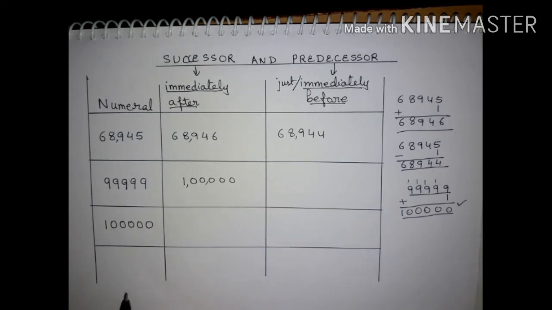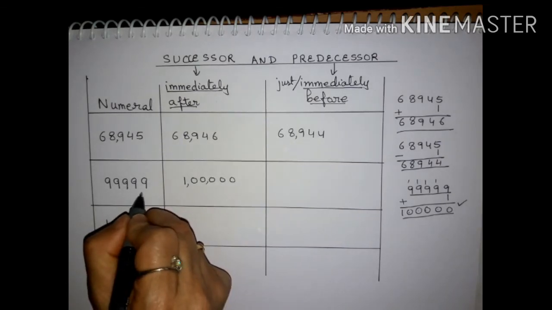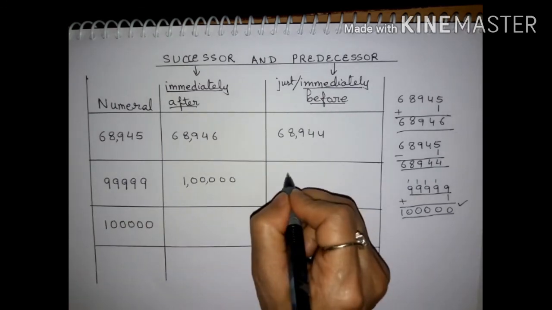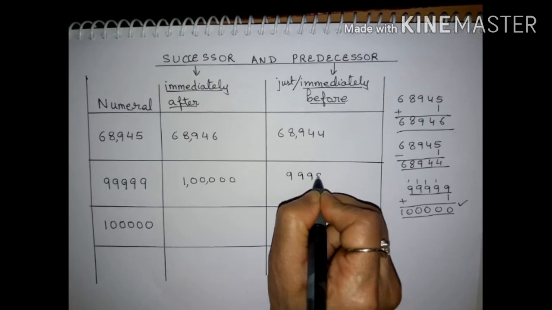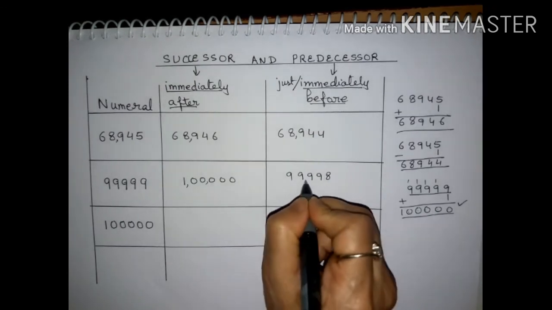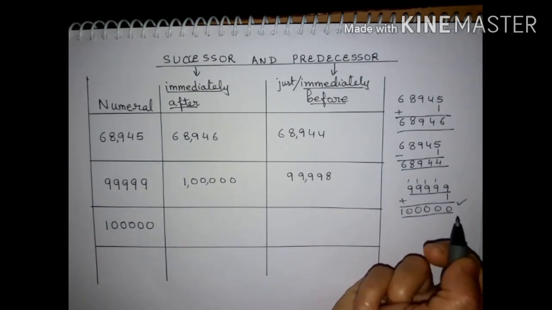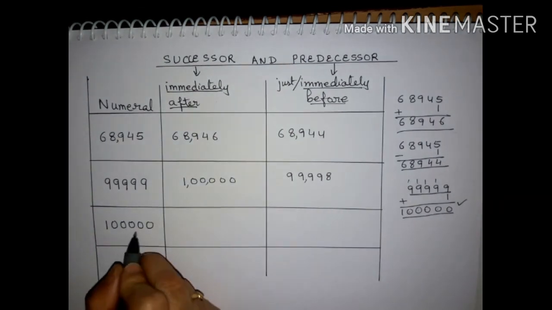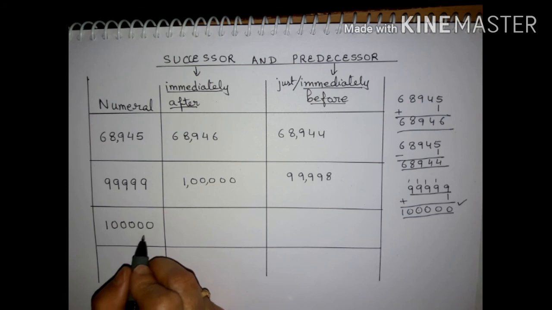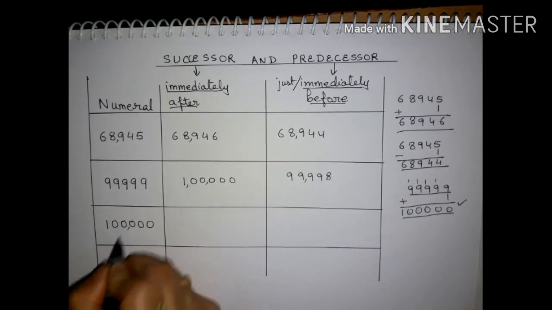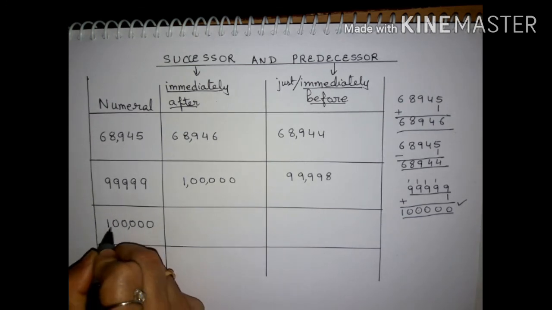Now coming to its predecessor, very easy. Just subtract 1 from the 1's place. So you will get the predecessor as 99998, that is 99,998.